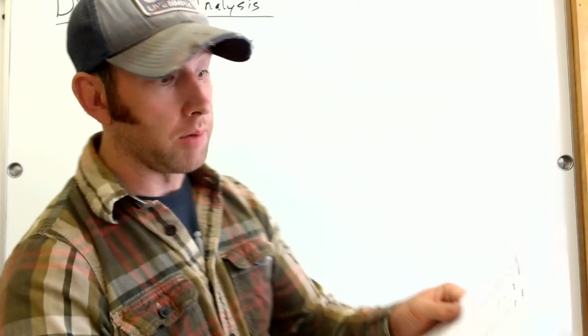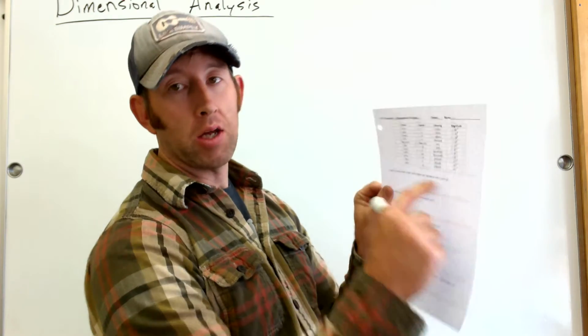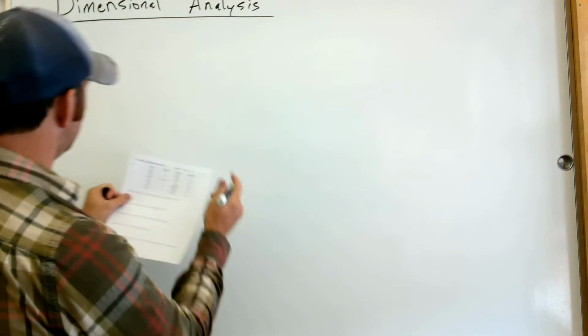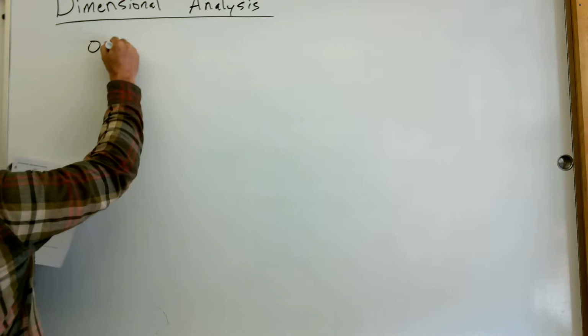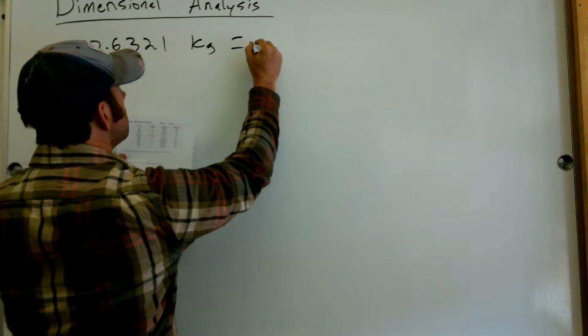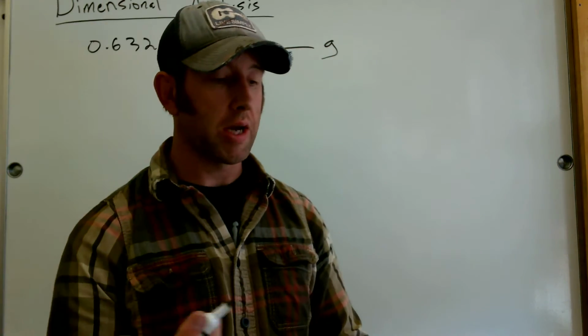All right? So question number 1 states, a book is found to have a mass of 0.6321 kilograms. Calculate its mass in grams. So I'm going to just write that out, kind of shorthand. 0.6321 kilograms equals blank grams. All right, that's the problem I'm essentially trying to solve there.